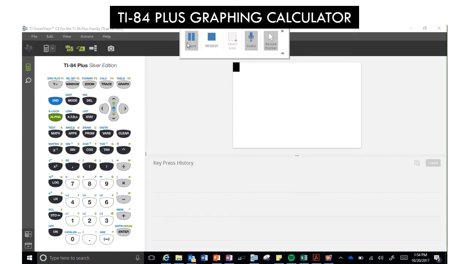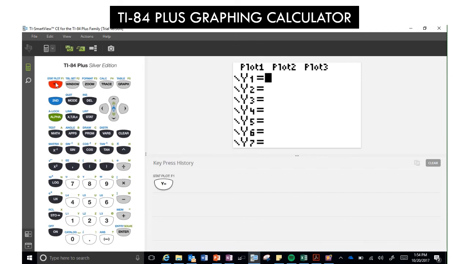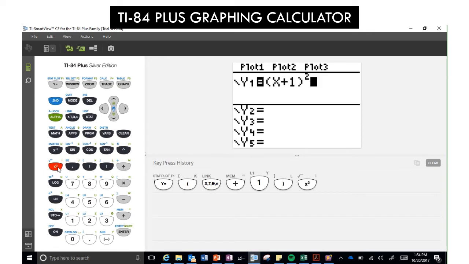To use the calculator to find the table information, the first thing you need to do is go to Y equals, and you're going to plug in your function. So you have to type it in exactly how it looks on your paper. So parentheses x + 1 parentheses squared, and then + 3.